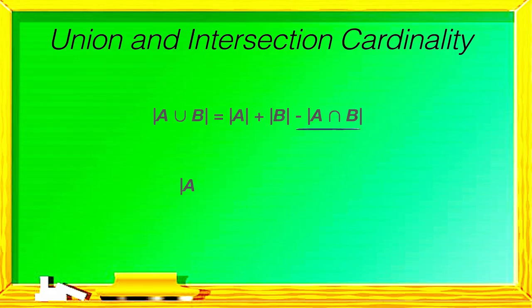The identity is usually written as the cardinality of the union of A and B is equal to the cardinality of A plus the cardinality of B minus the cardinality of the intersection of A and B. Also, because we're taking away the cardinality of A intersect B, we can also write this as an inequality. The cardinality of A union B is less than or equal to the cardinality of A plus the cardinality of B.